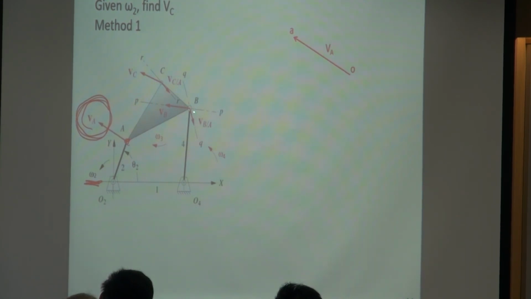Because we know this bar, I don't know how fast it's going to move, but I know this point is moving in this direction because it must be perpendicular to this bar. So I know the direction of VB. I don't know the size yet, but I know the direction. So if I know the direction of VB, in this velocity polygon, I just erase it.